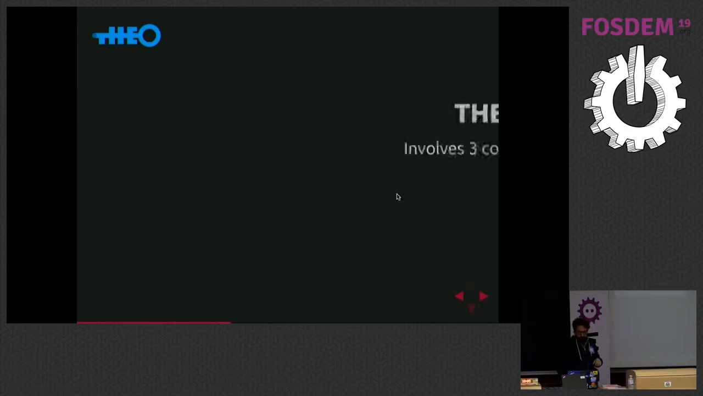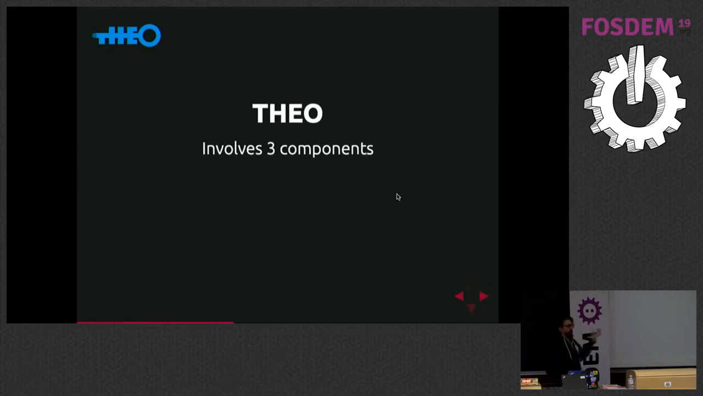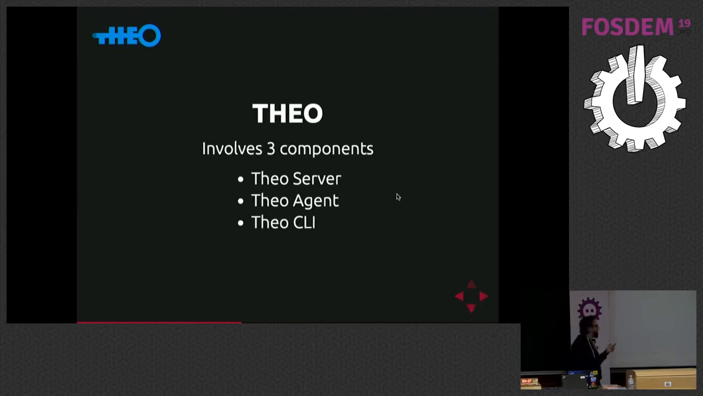So this is Theo. Theo does exactly this. It has three components. The first one is the Theo server, where you will store the public keys, the accounts, and the permissions. Then we have the Theo agent, which is the command that SSHD will run when a new connection is requested. And then we have the Theo CLI, which is the command line tool you use to add new accounts, remove accounts, add permissions, and so on.